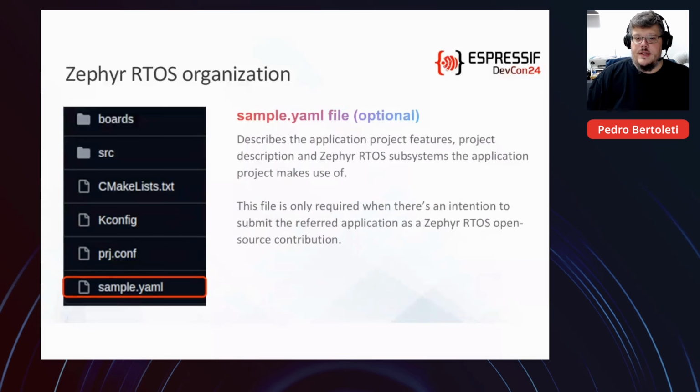And finally, here's a sample.yml file, which describes the application project's features, which means the features of the project to be listed in the Zephyr RTOS contribution, okay? This file is optional, so it's only required when there is an intention to share or submit this application project as an official Zephyr RTOS open source contribution. If you don't intend to do this, you are not obligated to write a sample.yml file.